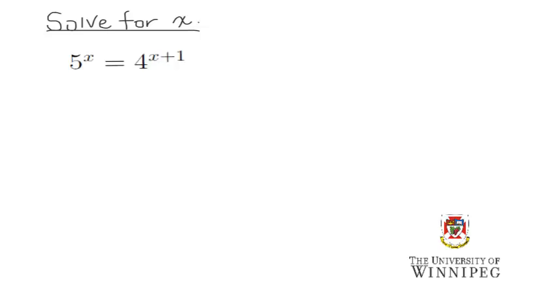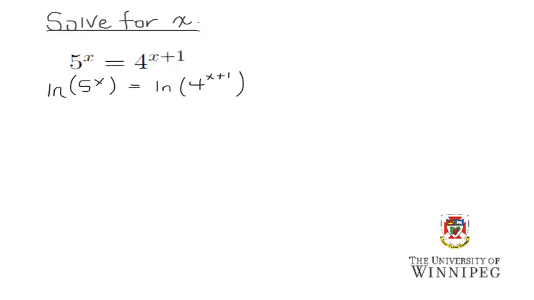In this video, we're going to solve a couple more exponential equations. Let's look at this first example. 5 to the power of x is equal to 4 to the power of x plus 1. Notice that we don't have the same base on either side of the equation, nor can we change our bases so that they're going to be equal. In these cases, it's customary to take the natural logarithm of both sides.